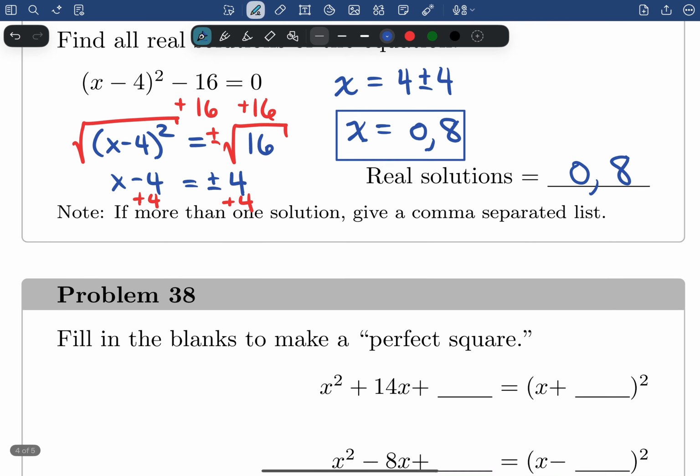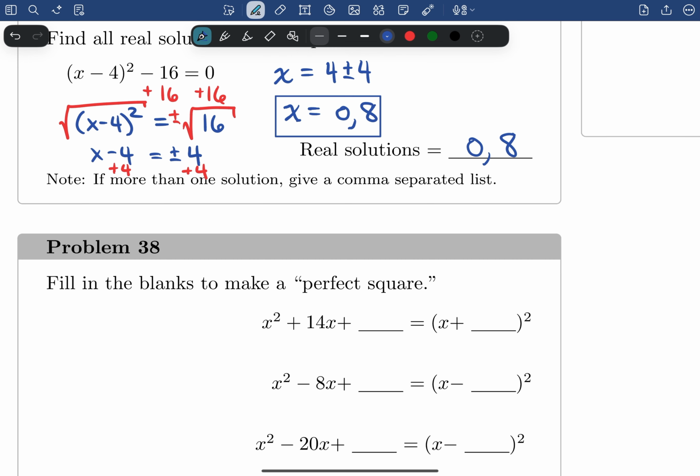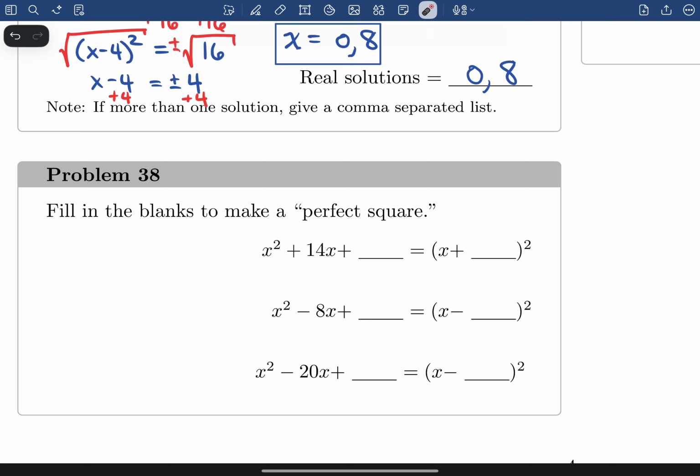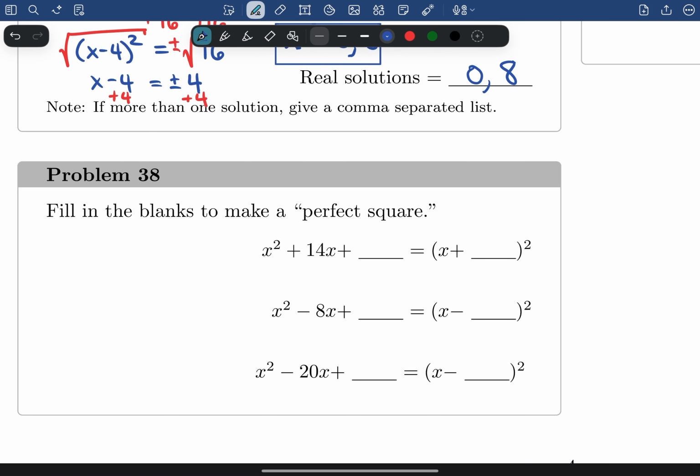Great. Let's go ahead and move forward into problem number 38, which says fill in the blanks to make a perfect square. Our goal is to create a perfect square trinomial so that we can factor it into a binomial squared. Here's how you do it. You take the b value, divide it by 2, and square it.